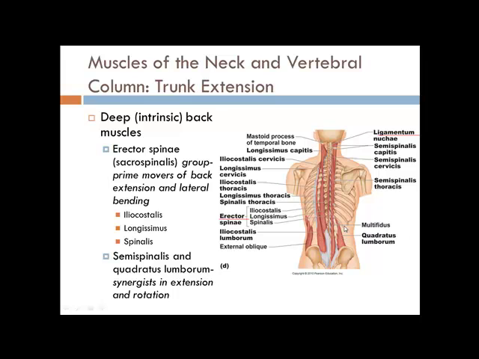Then the next one we get here is called the quadratus lumborum. It's named because it has four sides and is kind of square shaped, and it is found in the low back.